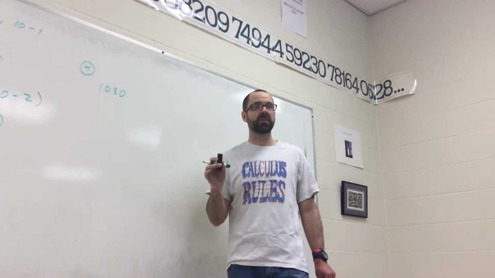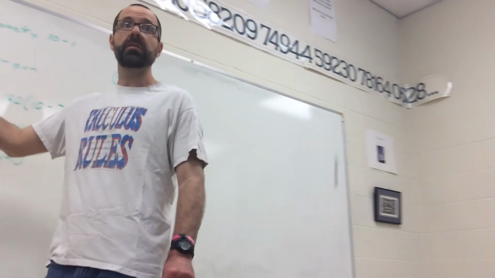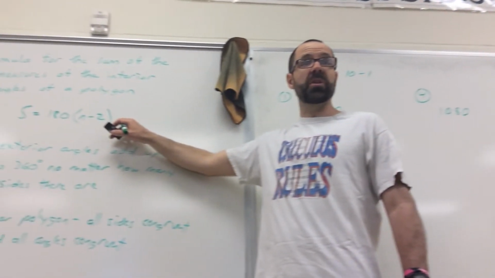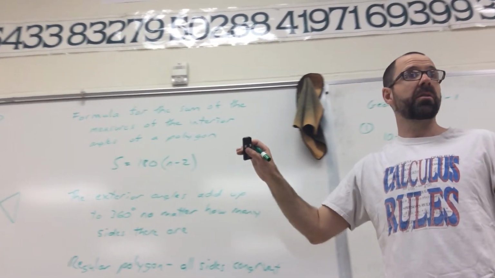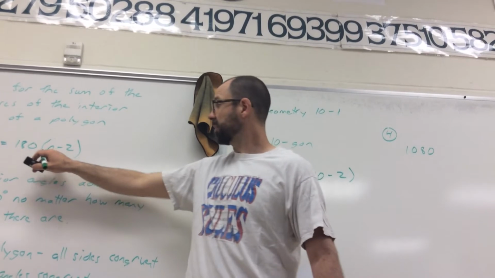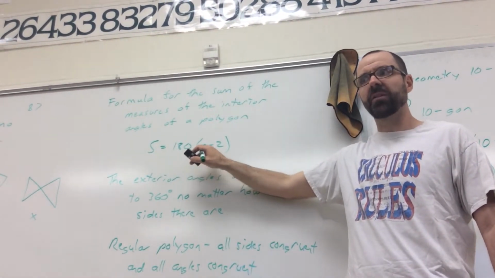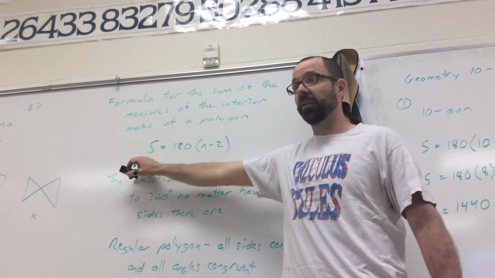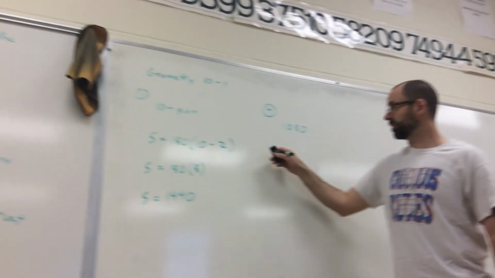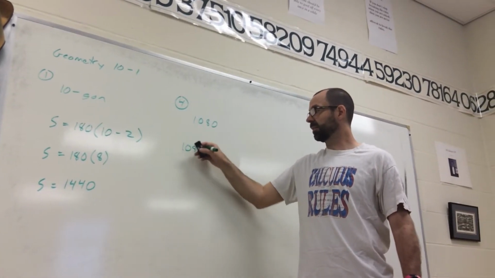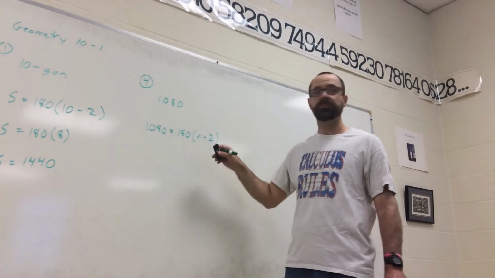Yeah. So we're going to use the same formula, right? This is the formula that gives you how many degrees the angles are. But instead of putting the number here, because we don't know the number of sides, so that's what we're trying to figure out, we're going to put the number here, because that's the s. So it's going to say 1,080 equals 180 times n minus 2.